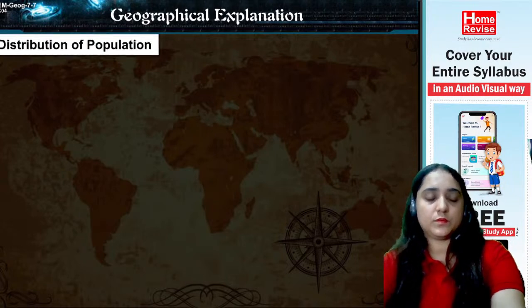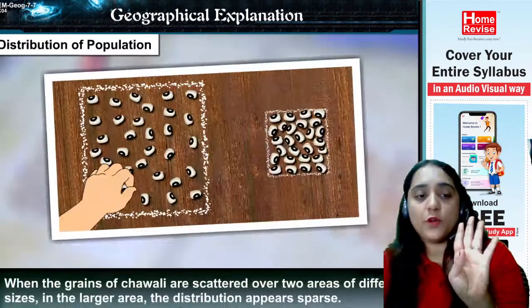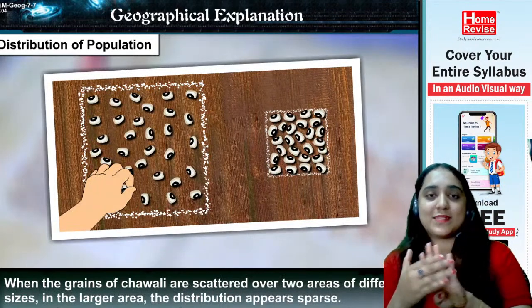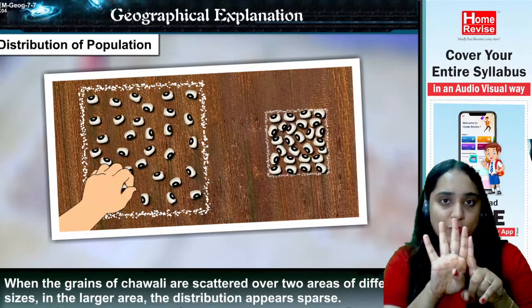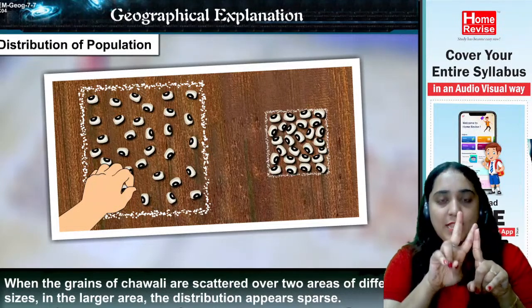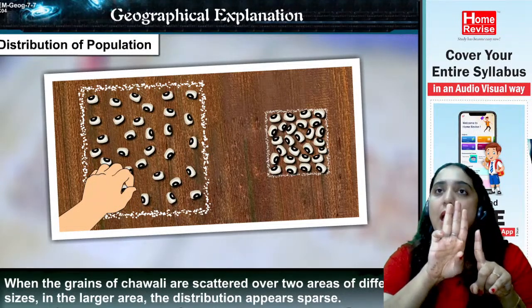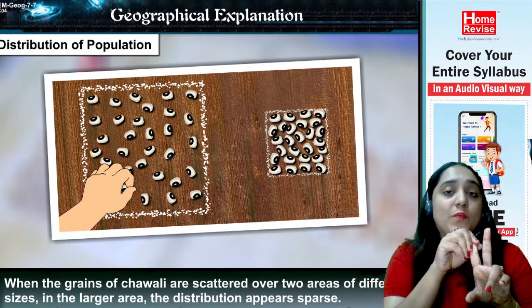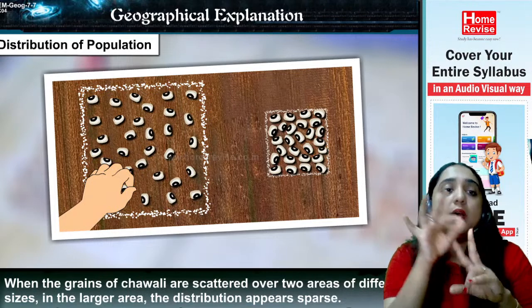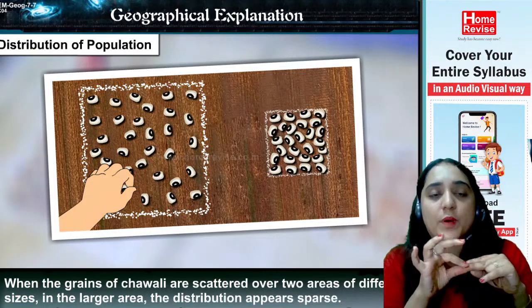Geographical explanation. Distribution of population. Okay, so the four things that we studied at the beginning: population growth. In population growth we studied the four things: birth rate, death rate, life expectancy, and the migration. These four things we studied. Now we are heading on towards the next term, that is the distribution of population.